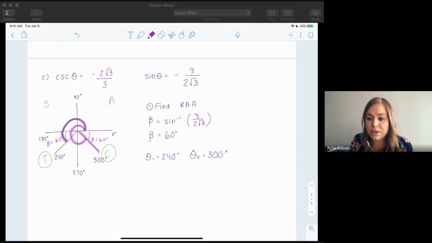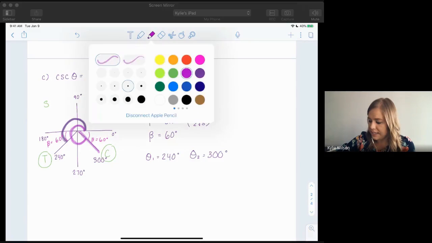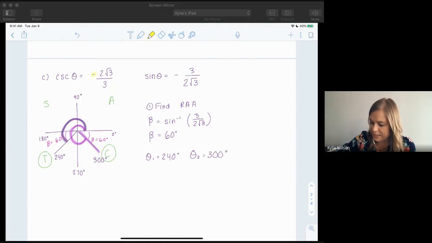Jansen, how did I know that it would be in quadrants 3 and 4? How I knew that was because my answer is negative here. So see how I have negatives here? Because of my CAST rule, sine is negative in the C quadrant and the T. So it has to be living there.